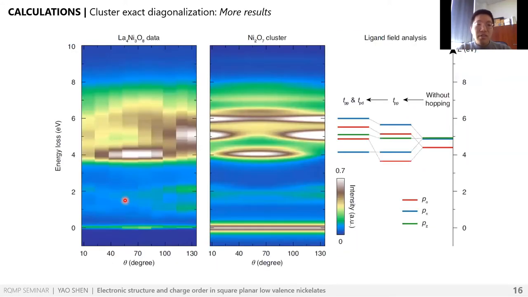So here, I show more calculations along with the data to try to convince you that our calculations work pretty well. And the very right panel is a simplified Lebesgue field analysis, just showing that we know what's going on during these excitations.